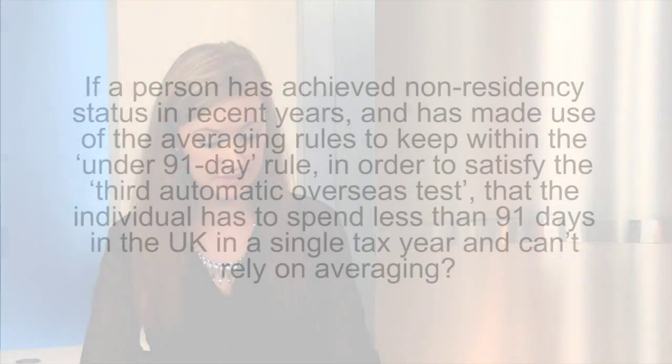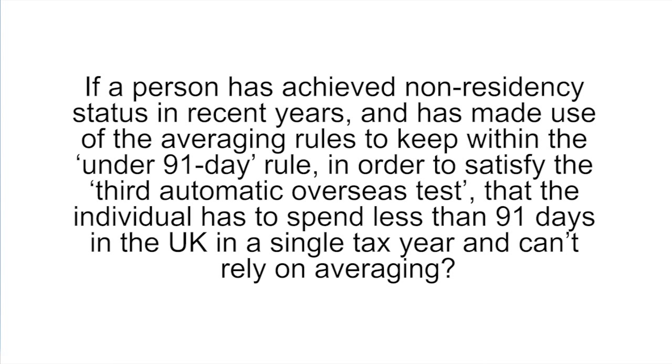On to our second question. If a person has achieved non-residency status recently and has made use of the averaging rules to keep within the under 91 day rule to satisfy the third automatic overseas test, is it true that the person has to spend less than 91 days in the UK in a single tax year and can't rely on averaging? Now, that is absolutely correct with regard to you can't rely on averaging.